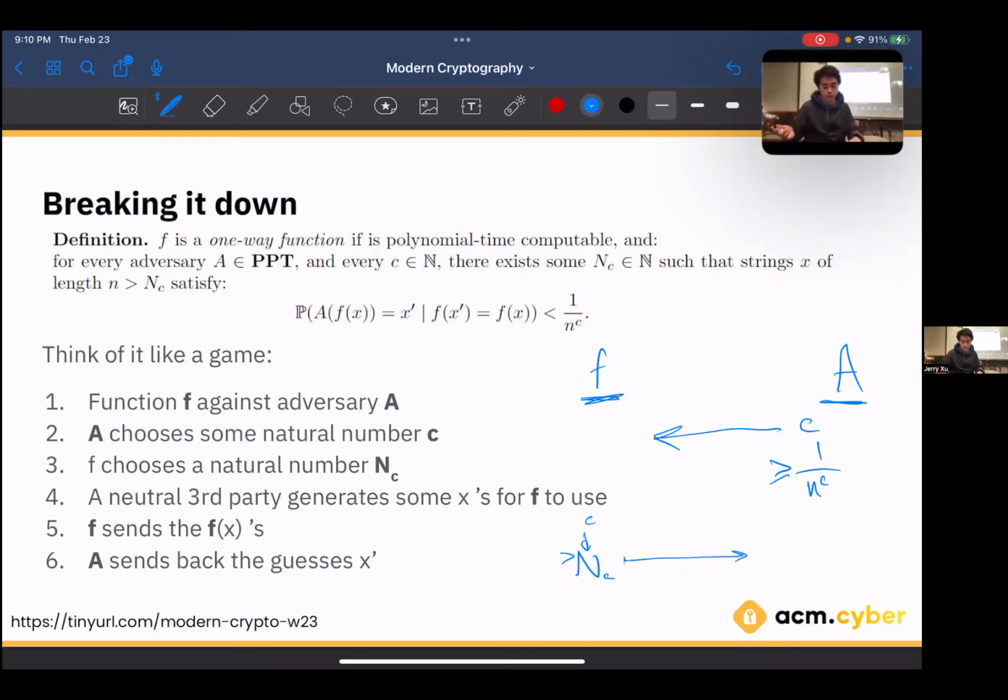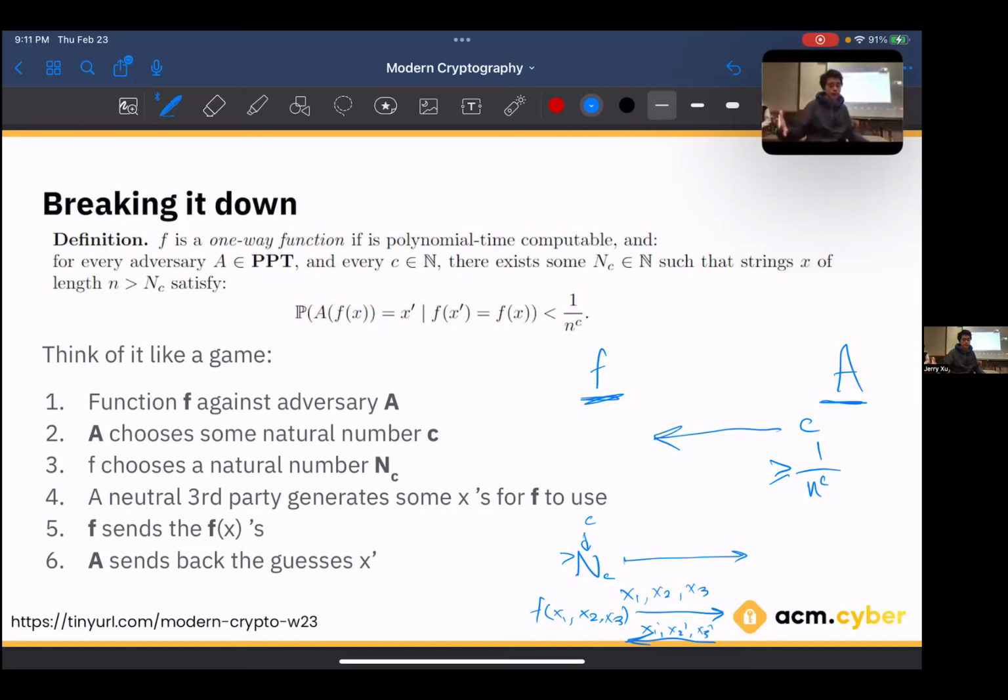what I've computed, right? So then some third party is going to generate a bunch of x's like x1, x2, x3. F is going to compute the function on all of those and send the results to A. And A is going to send back some guesses, right? x1 prime, x2 prime, x3 prime.